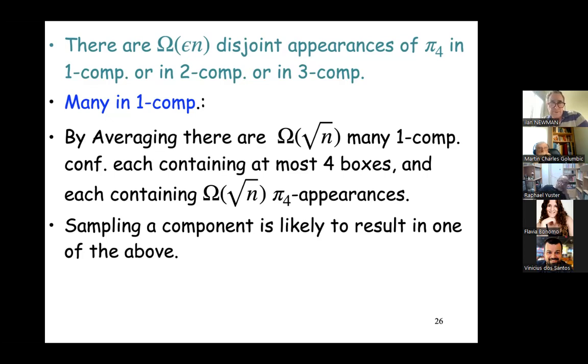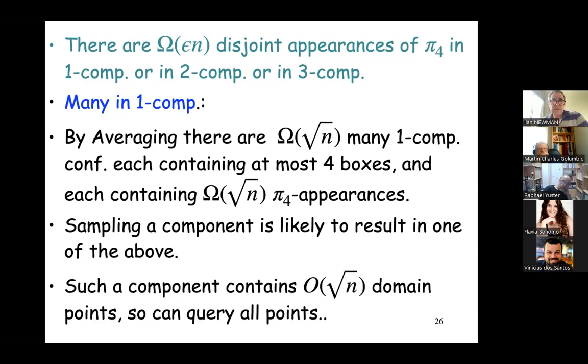It doesn't matter at this point that it contains a lot. What matters is that it contains any, because at this point, after we sample the component, it has only order square root of n domain points, because it contains at most 4 boxes, and each box is of size square root of n in the domain. And so we just query all points there. We query order of square root of n points, and we must find a pi appearance. So that takes care of the case that many appearances are in just one component.